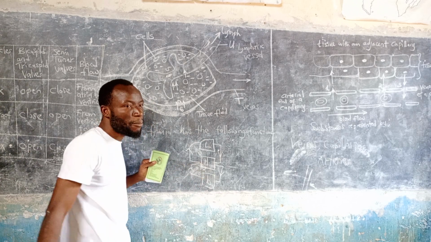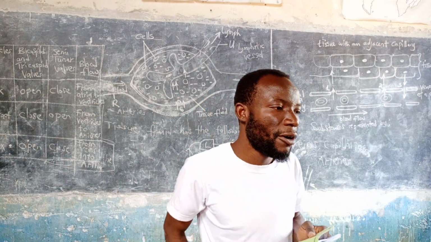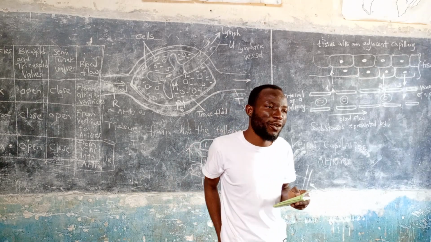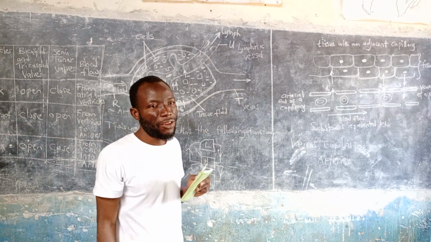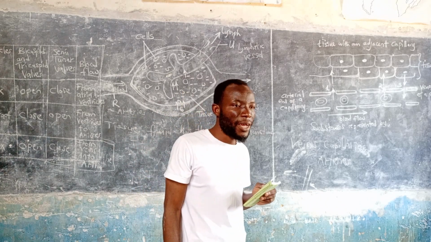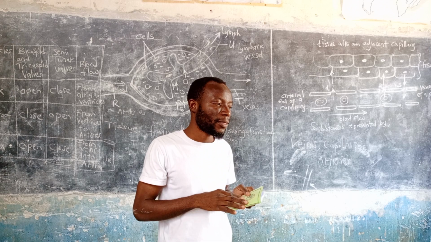So these are taking blood back to the heart. Now we said the veins carry blood at what? Low pressure. Are we together? If I say give a reason for your answer, just say the arteries carry blood from the heart. Are we together? The arteries carry blood from the heart.